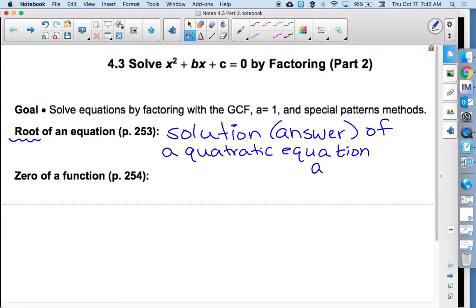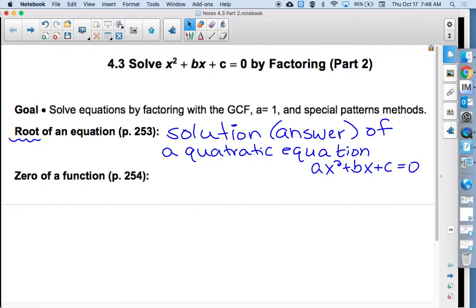And we talked about that a quadratic equation is when the problem is equal to 0. So an equation in quadratic form is when it's equal to 0. So a root is the same thing as a solution, which is the same thing as an answer. We're trying to find x. So if your question said find the root of the equation, that's the math, the algebra word. Really, that means we're finding the solution. We want to solve for x because it was equal to 0. The second one says a zero of a function, so this is our other word. A zero of a function is an x-intercept.